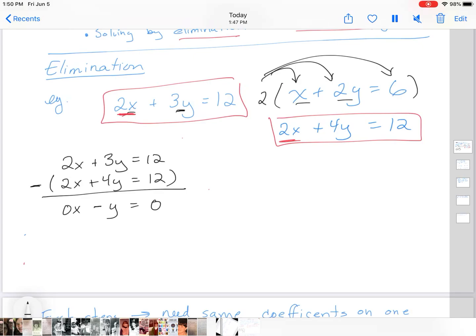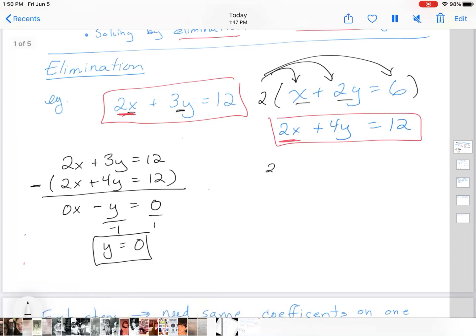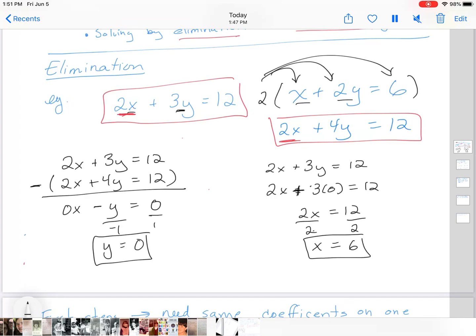Now I divide both sides by -1 to get rid of that negative. Y equals 0. So that's my y value. So I can take that and substitute it into the next equation and solve for my x value. So I'm going to substitute in, that's plus 3 times 0 equals 12. So I get 2x equals 12. So I divide both sides by 2. X equals 6.